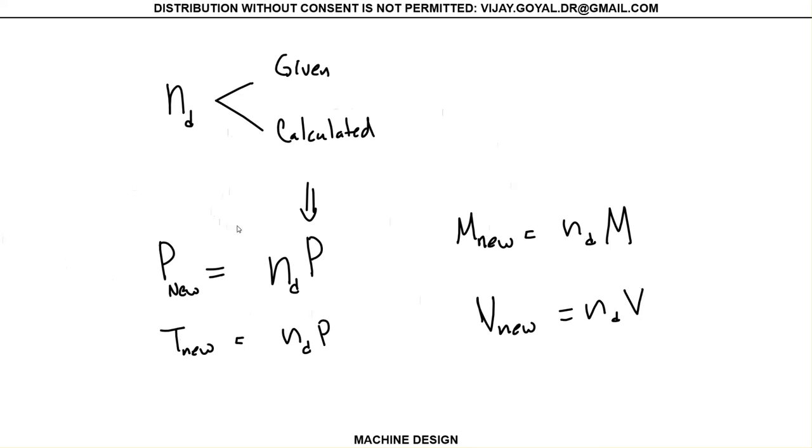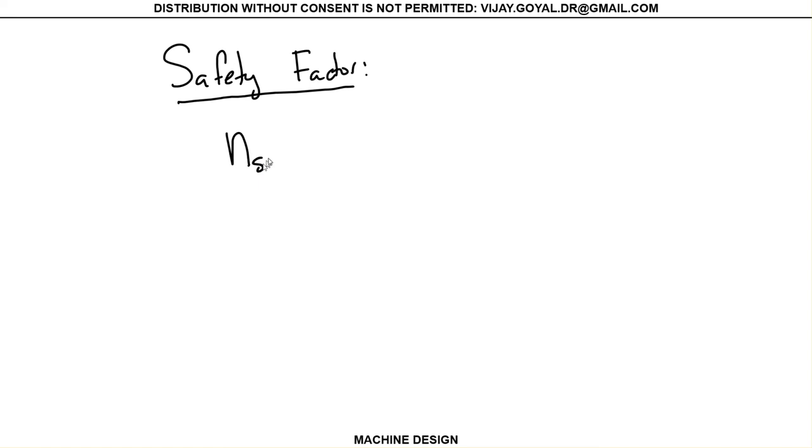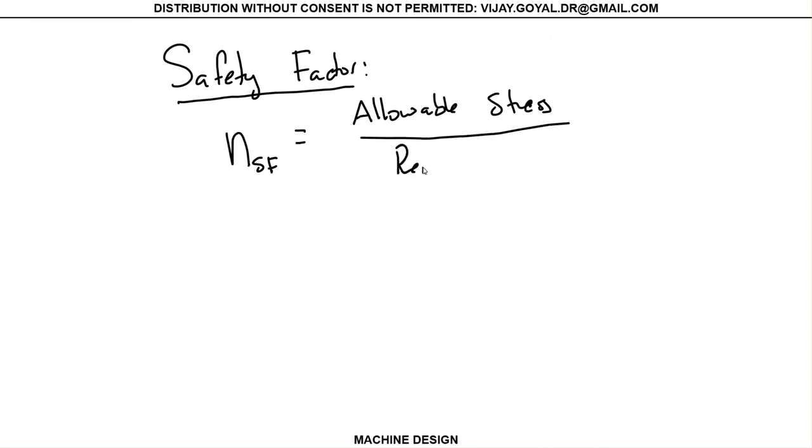Now, this is what you really have: the design factor that's given to you. However, there is something else that we need to find. Once your problem is designed, we evaluate the safety factor. The safety factor in the problem is a bit different and should be seen differently. The safety factor in my problem is going to be the allowable stress divided by the required stress.